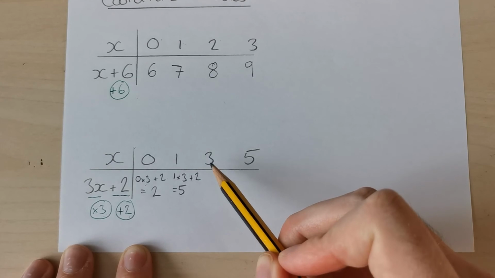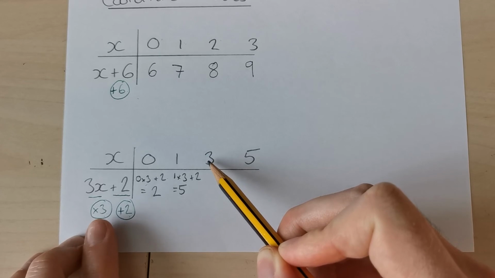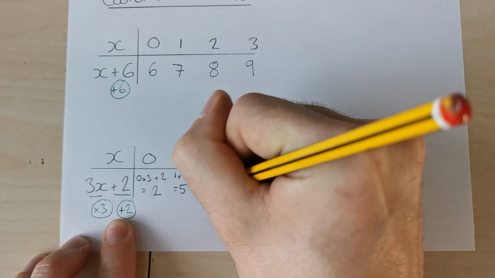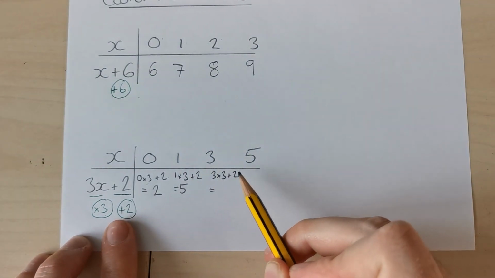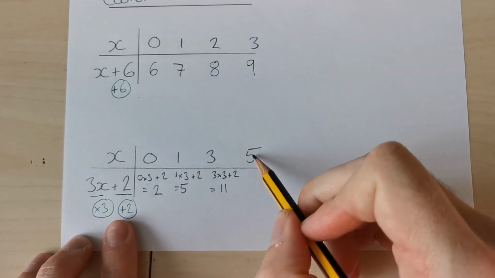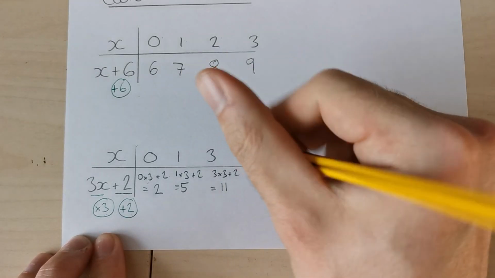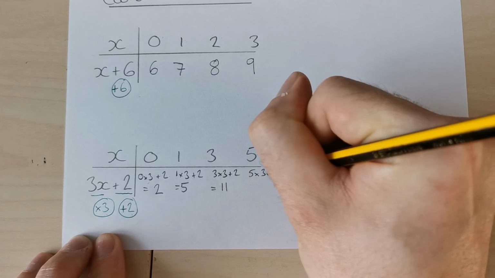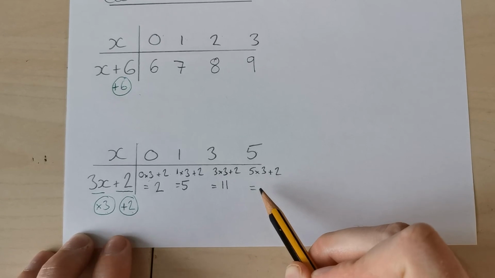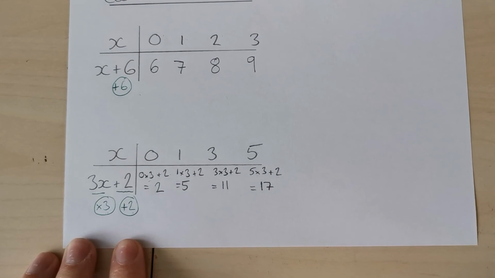Okay, now I'm going to go through them. So next value of x is 3 this time. So 3, following the steps, 3 times 3 is our first step. Then add 2. 3 times 3 gives us 9. Add 2 gives us 11. Our next value of x is 5. So we're going to do 5 times 3, add 2. 5 times 3 equals 15. Add 2 gives us a final answer of 17.